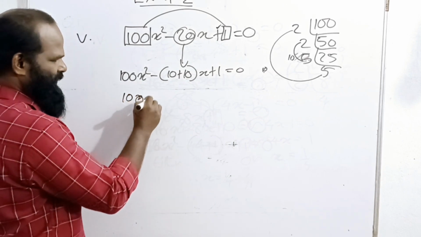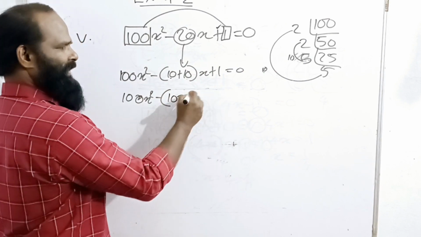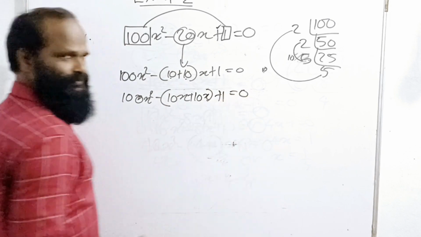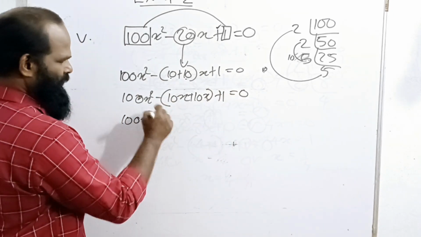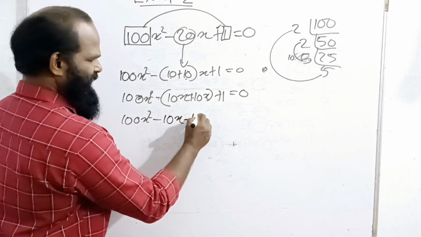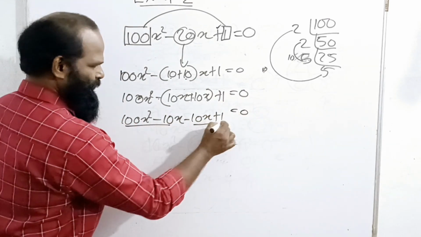Again, 100x squared minus 10 into x, 10x, plus 10 into x, again 10x, plus 1 is equal to 0. 100x squared. Now, negative into positive, negative 10x. Negative into positive, negative 10x, plus 1 is equal to 0. First group and second group.